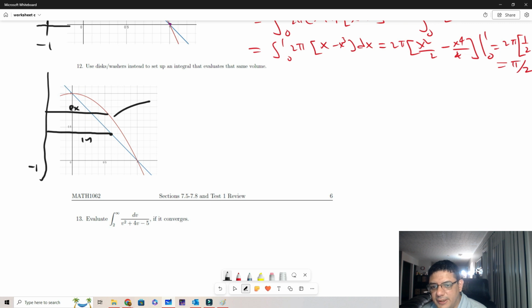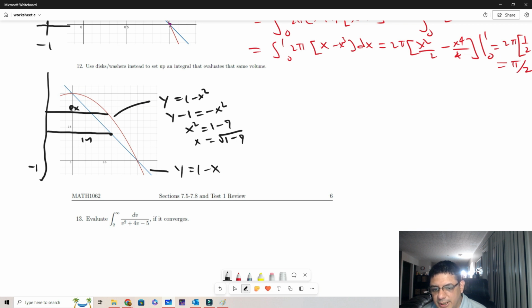And so notice that this is y equals 1 minus x squared, but I can also see this as y minus 1 equals minus x squared, or x squared equals 1 minus y. And so x is equal to the square root of 1 minus y. And this is only the positive because it's in the top over here, so it's not going to be the negative piece. And if this is y equals 1 minus x, then x is going to be 1 minus y.